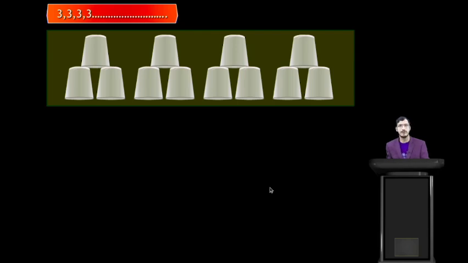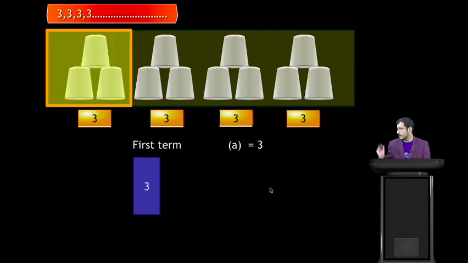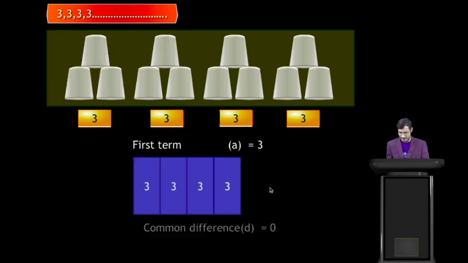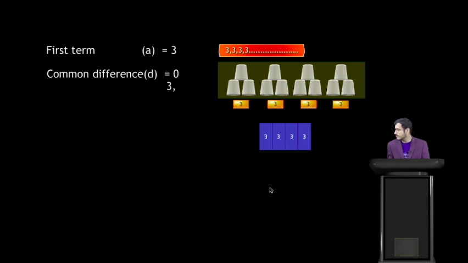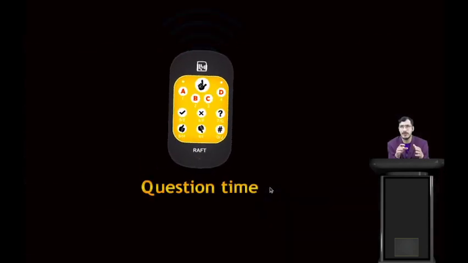Now here is one more example of an arithmetic progression: 3, 3, 3, 3, 3. All are 3 here. In this case the first term is 3, and can you tell me the common difference here? Yes, the common difference is 0. 3 minus 3 is 0. So 3 plus 0 is 3, again 3 plus 0 is 3. So that is also an AP.